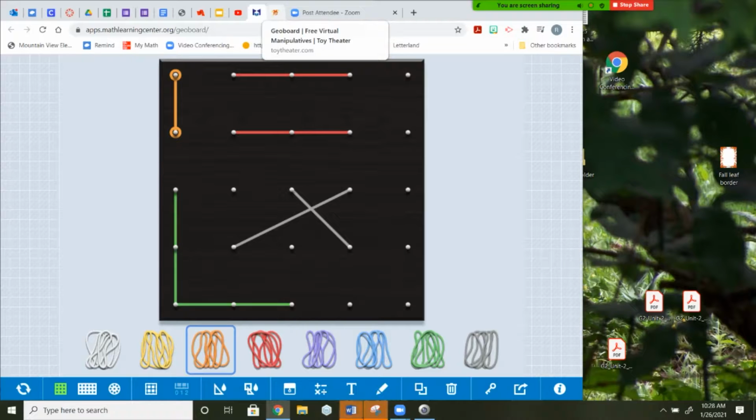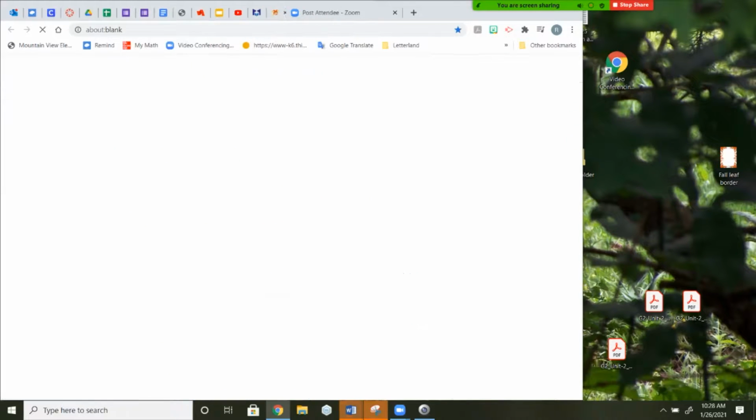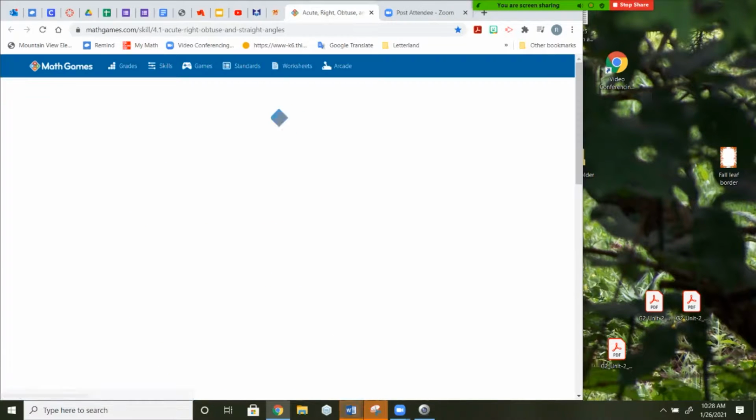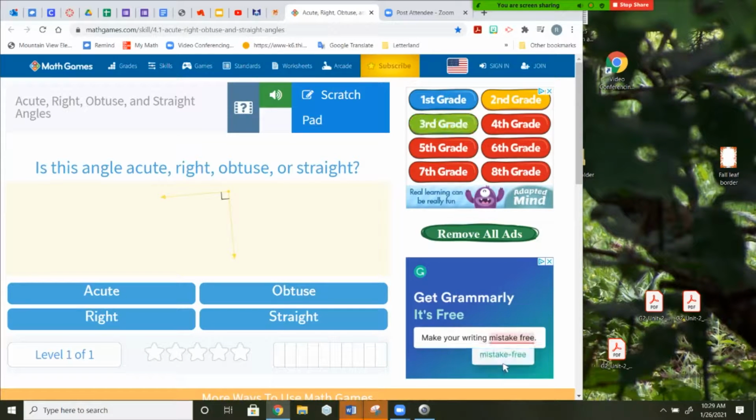We're going to play a little game. It's kind of like an activity online, and I thought I had it pulled up, but I don't. So let me go to my lesson plans and click on it here. This is a math game. Now look at this angle. Is this angle a little acute one, a right angle, an obtuse angle, or is it a straight line? Somebody tell me what to click. Right. It's a right angle.